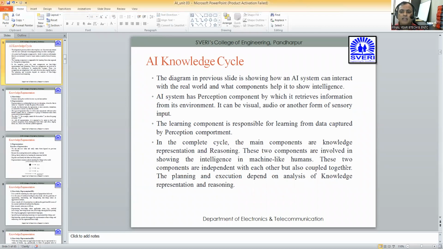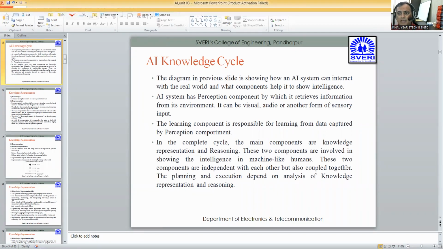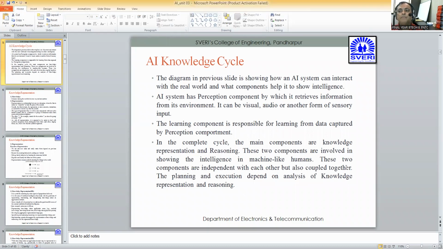In the complete cycle, the main component is knowledge representation and reasoning. The two components are involved in showing the intelligence in machines like humans. जैसे मैंने बताया कि reasoning, नॉलेज, यही तो इंटेलिजेंस बताते हैं। तो कंप्यूटर का इंटेलिजेंस बताना है तो आपको ये लगेगा नॉलेज, रीजनिंग, representation. These two components are independent of each other but also coupled together. The planning and execution depends on the analysis of knowledge representation and reasoning.